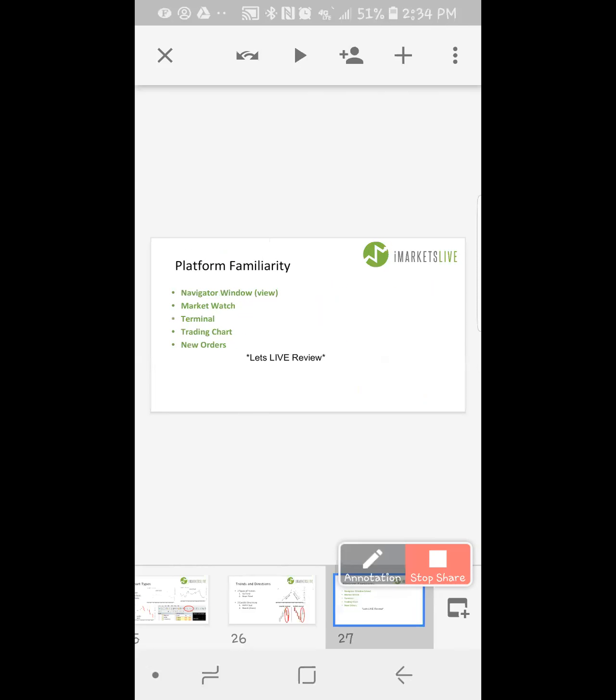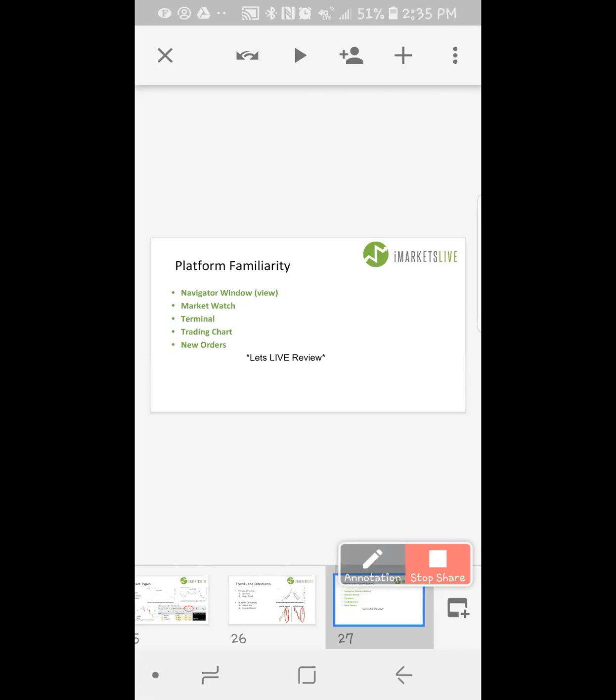All right. Now, platforms. You have your navigator window, your market watch, terminal, trading chart, and new orders. Now, I have to be 100% honest. I am always on the go, and I trade 99.9% from my cell phone. I do, because that's what's convenient for my life. However, drawing up my chart on my cell phone is not convenient for my life. So I use the MT4 on both of my laptops at home to draw my charts, but I execute my trades off of my cell phone.